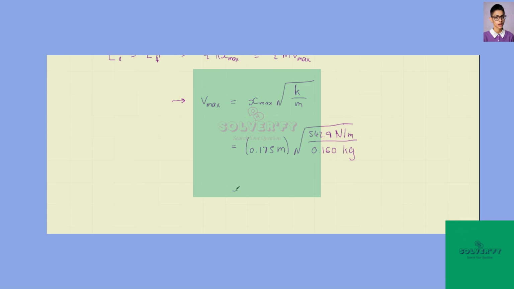So calculating, we get the speed at which the ball will leave the toy gun to be 10.2 meters per second.